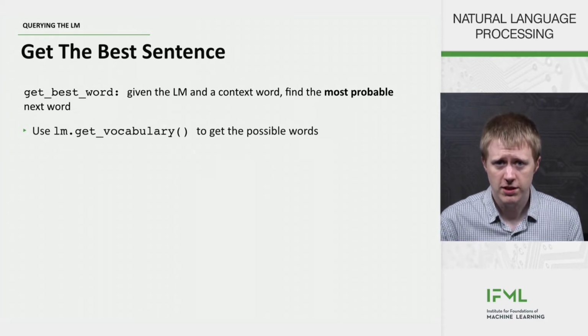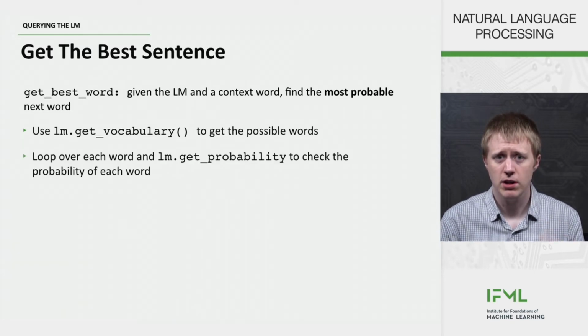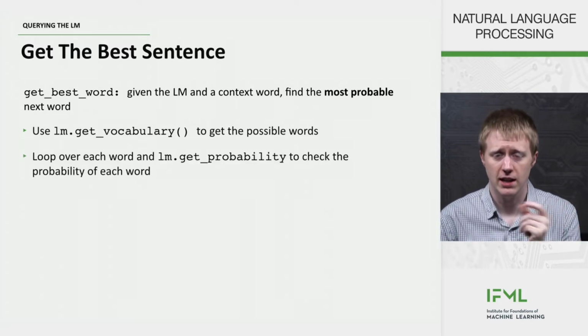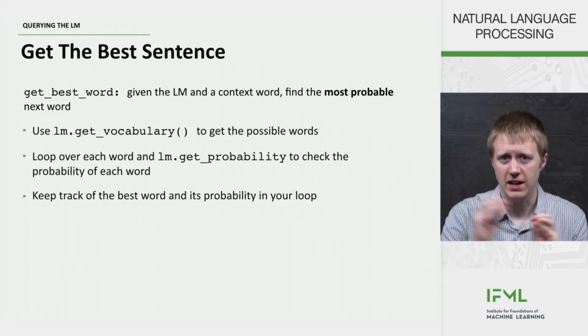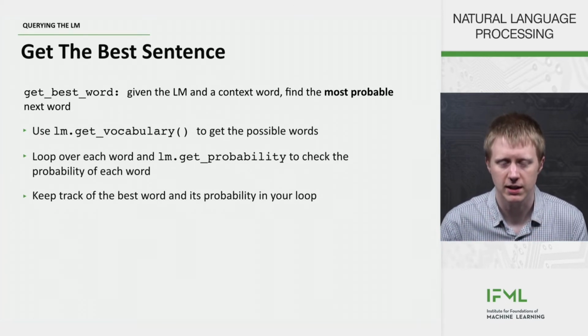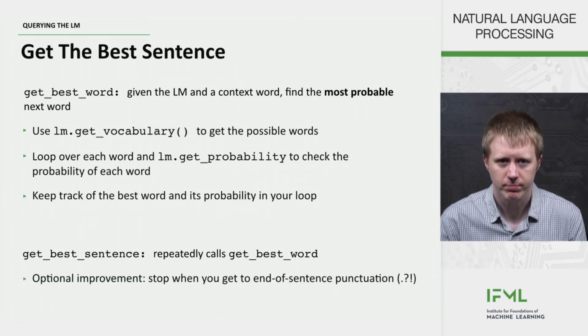So you can use this getVocabulary method on the language model to get the possible next words. And then you want to loop over each one and call lm.getProbability to check its probability. And then you'll keep track of the best word and its probability in your loop. And if you see one with higher probability, you kick them out and store that one. So you'll want to use some local variables for that.